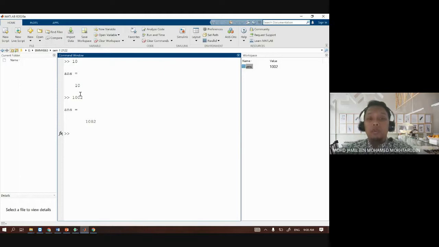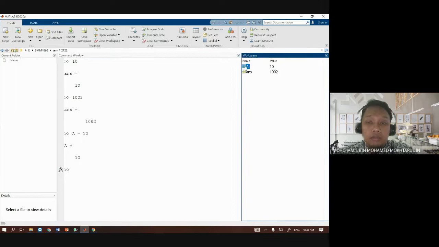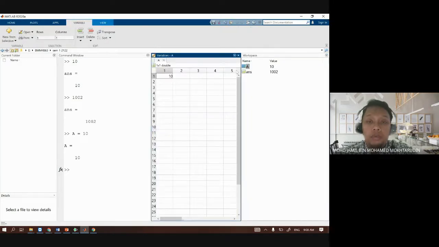But if you don't want to save it in the variable ans, then you need to define your own variable. For example, I define a equals n. It will be saved in variable a, and the value is given here. You can double click if you are not confident about the value given here, if you want to see the value of the variable.